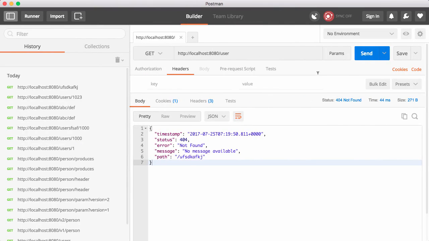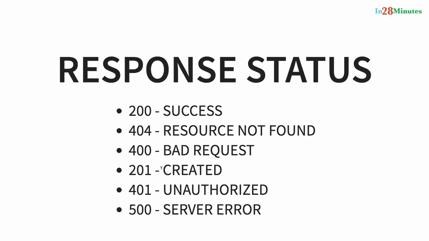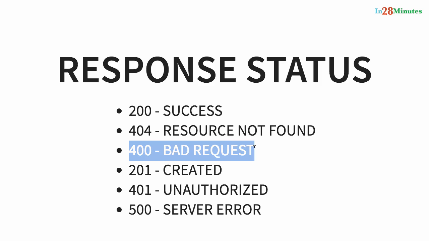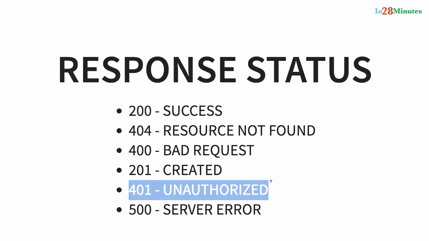Another important status is when something goes wrong on the server, it's very important to return a status of 500 back. That's a server error. The other important error statuses are 400, which you send back when there is a validation error, and also 401 when a user is unauthorized. So he's not authorized to access the resource. We already talked about 404, resource not found, and 500, server error.